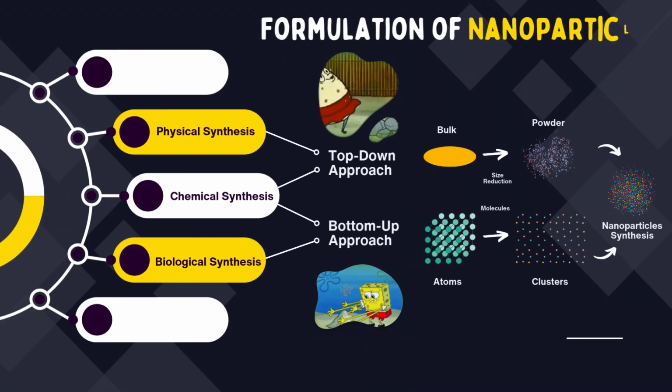How to form the nanoparticles? To form nanoparticles, there are two ways. First, the top-down approach. Second, the bottom-up approach. What is the top-down approach? The top-down approach is to break down the bulk materials into nanostructures. For the bottom-up approach, we assemble atoms or molecules into nanostructures.